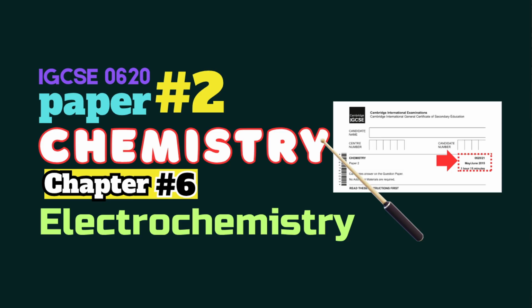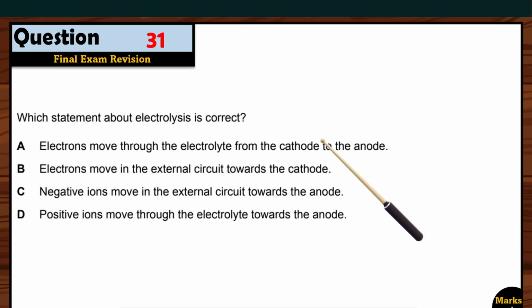Now let's see chapter 6, electrochemistry. I will give you some example of the question and I will tell you what are the common mistakes the student usually do in chapter 6. Now let's see one by one.